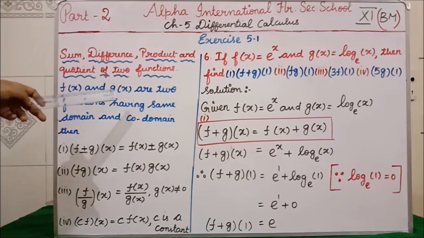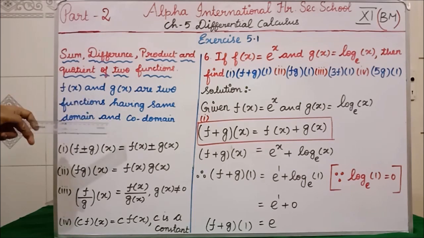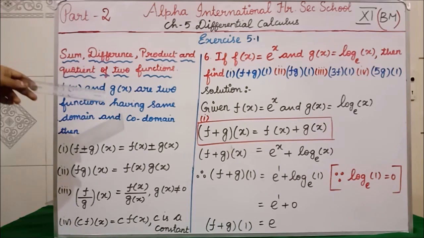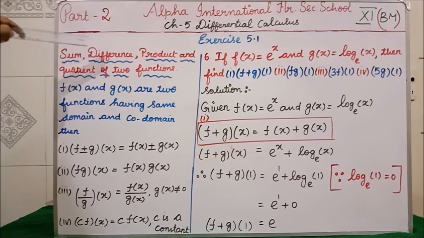f of x and g of x are two functions having the same domain and codomain. I have told you in the part 1 video itself what domain and codomain are, and you also learned it in 10th standard, isn't it? So if f of x and g of x have the same domain and codomain, how can we write this? There are four possibilities. The first one is both sum and difference. Sum means add, difference means subtract. So in the first one itself they have given both sum and difference.